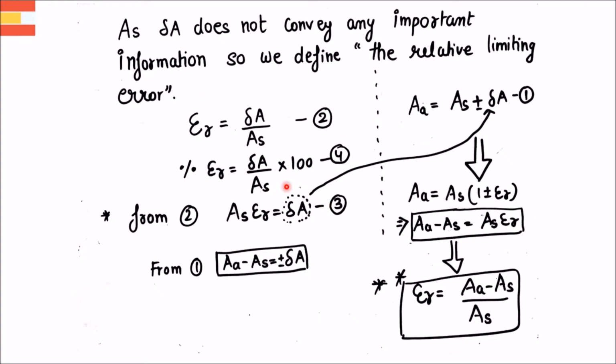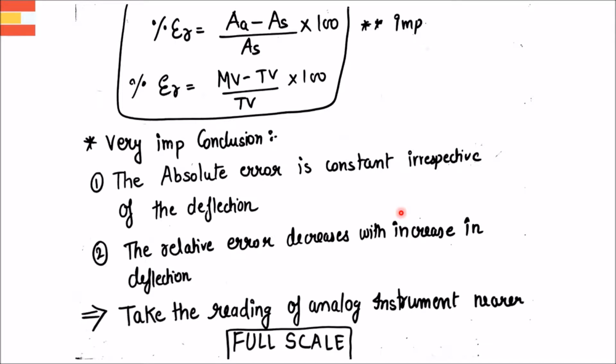Now from 2 we can rearrange it as del A is equal to AS into ER. Now here del A is the limiting absolute error. Here we replace this del A and we get this form. Some numericals are asked from this form also, that is measured value is equal to true value into 1 plus minus ER. But a more important form is this, that is relative error is equal to measured value minus true value divided by true value. So here we get a formula for percentage relative error, that is measured value minus true value divided by true value into 100. That is very important for solving the numericals.